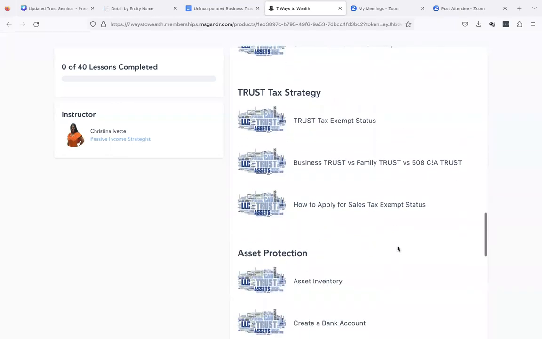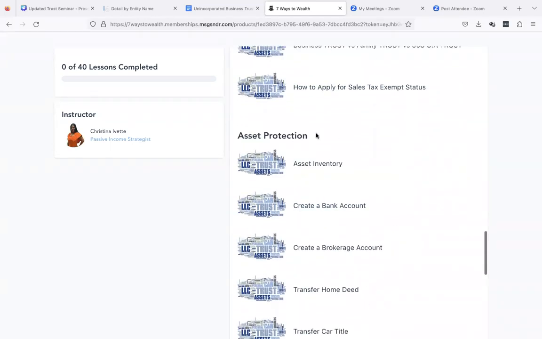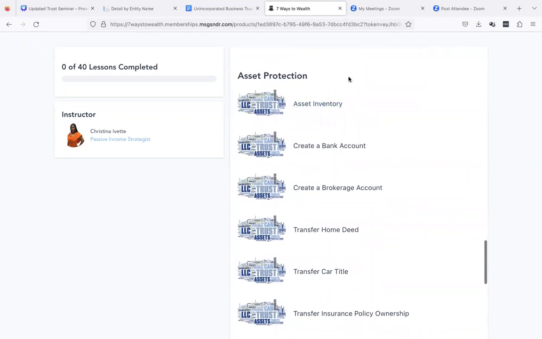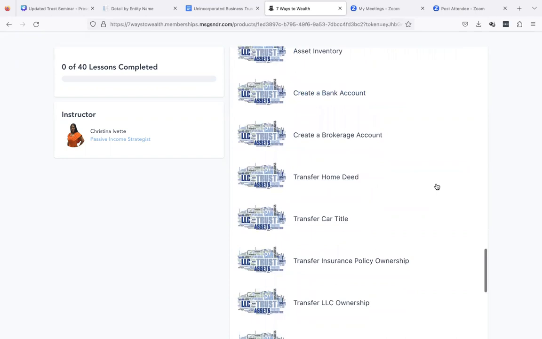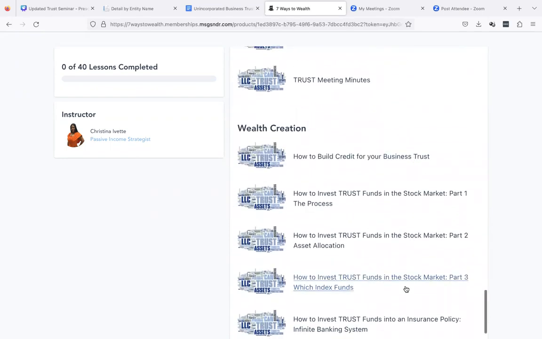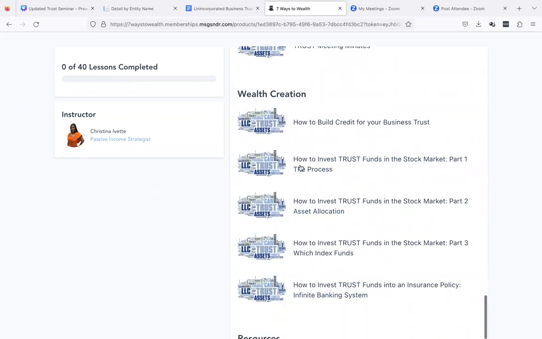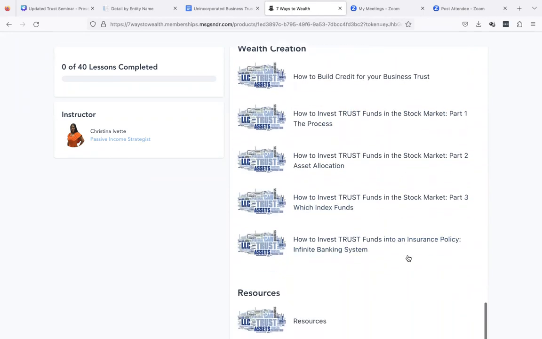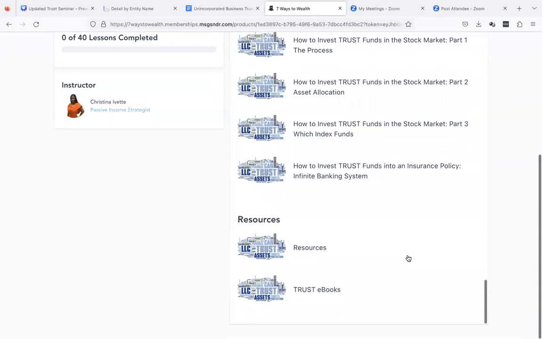Then we go through tax strategies. We go through asset protection. So you're actually going to do an inventory of your assets before you start transferring assets, okay? So you learn how to transfer all of these assets. And then we have the wealth creation, where I'm teaching you guys all of the strategies in order for you to build wealth. And then you have your resources and ebooks.